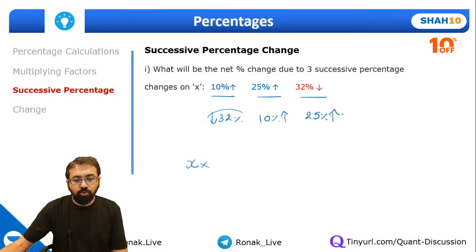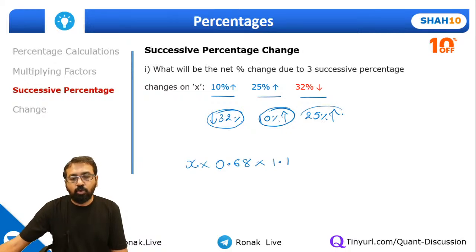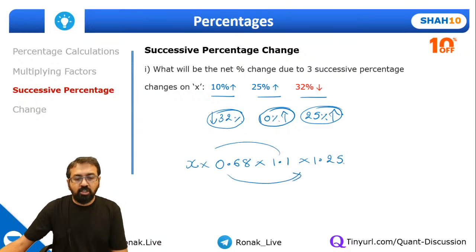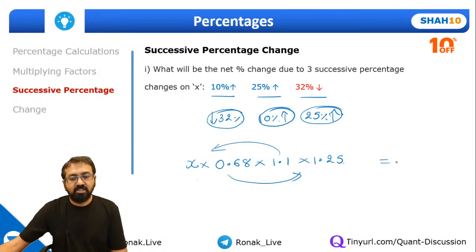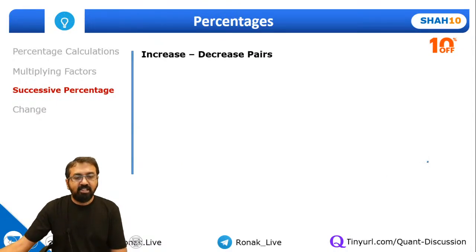Can I say when you want to reduce a number by 32%, you will multiply it by 0.68. When you want to increase a number by 10%, you will multiply that number by 1.1. And when you want to increase by 25%, you will multiply by 1.25. So whether you shuffle this order in multiplication, say x into 0.68 into 1.1 into 1.25 or x into 1.1 into 1.25 into 0.68, the result will be one and the same, right? And that's why order doesn't matter over there.